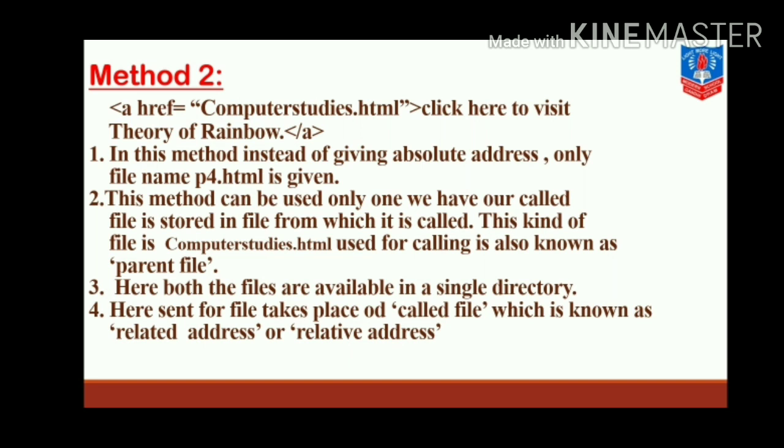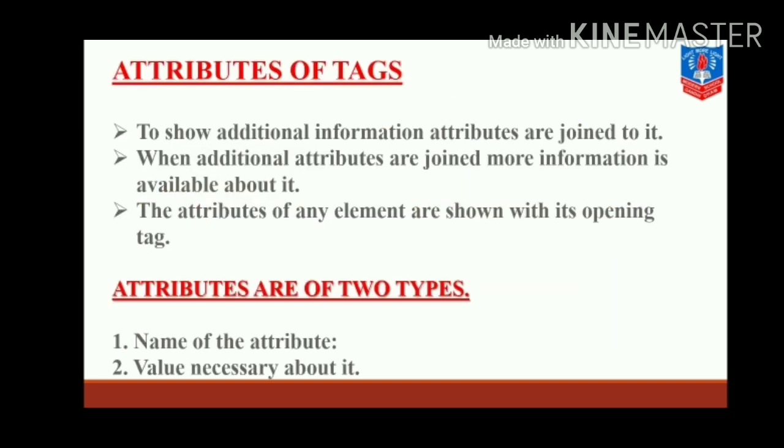Now children, we will see attributes of tags. To show additional information, attributes are joined to the tag. The more attributes are joined, the more information is available about it. The attributes of any element are shown with its opening tag.